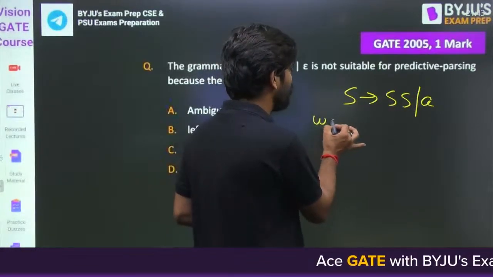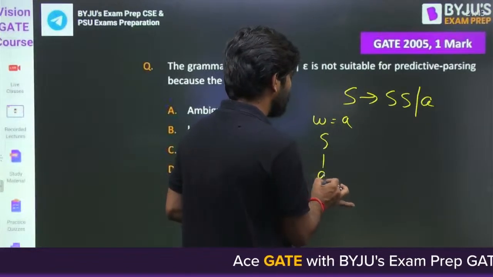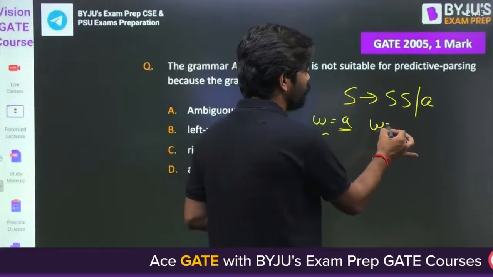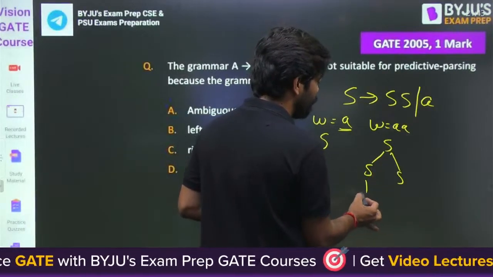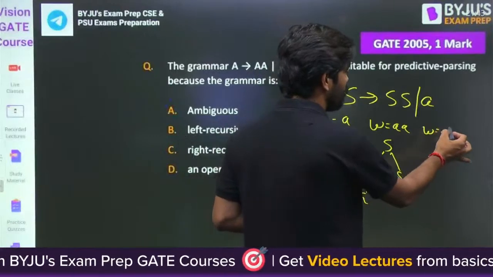You can try for W equal to A. So S goes to A. You can try for the minimum string. Then you can try for the two length string, W equal to double A. So S goes to SS, fine, and we have A and A. Now you can try for W equal to triple A.